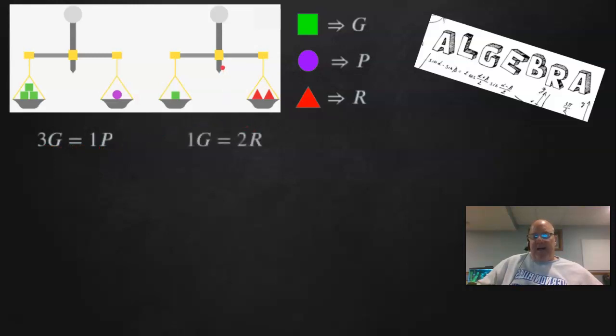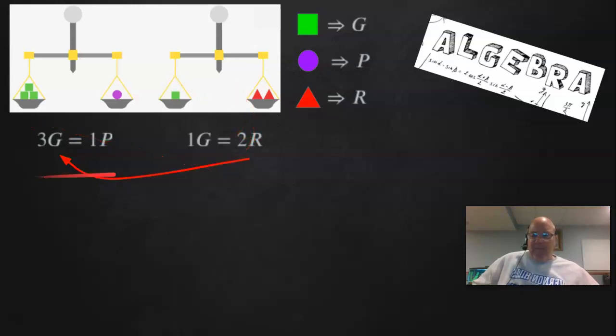The balance on the right side says 1 green square is equal to 2 red triangles. But what we don't know right now is a relationship between the purple circle and the red triangles. So this is where the algebra comes in. We can very easily use algebra here by substituting 2 red triangles for 1 green square. We know that G is equivalent to 2R from this balance here.